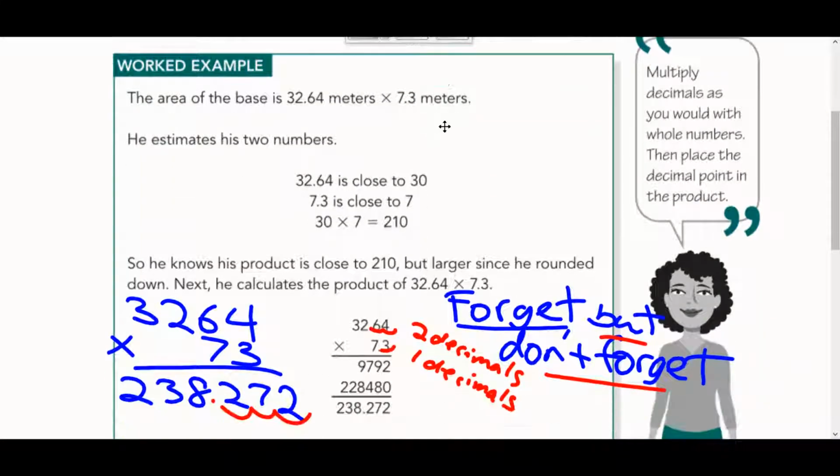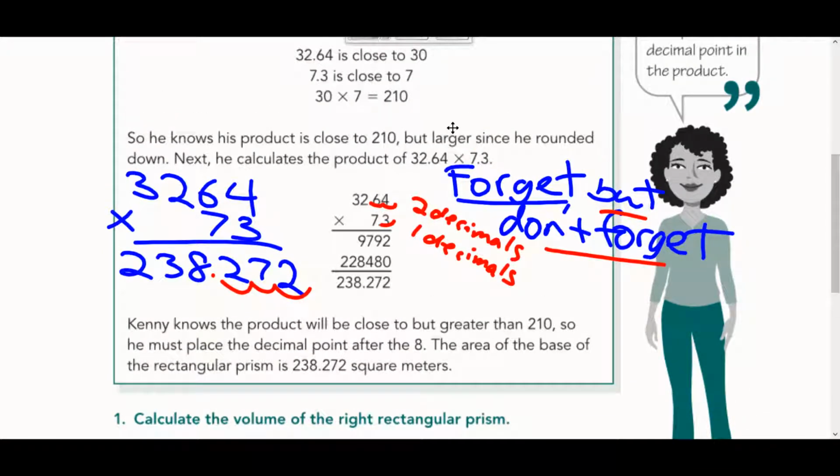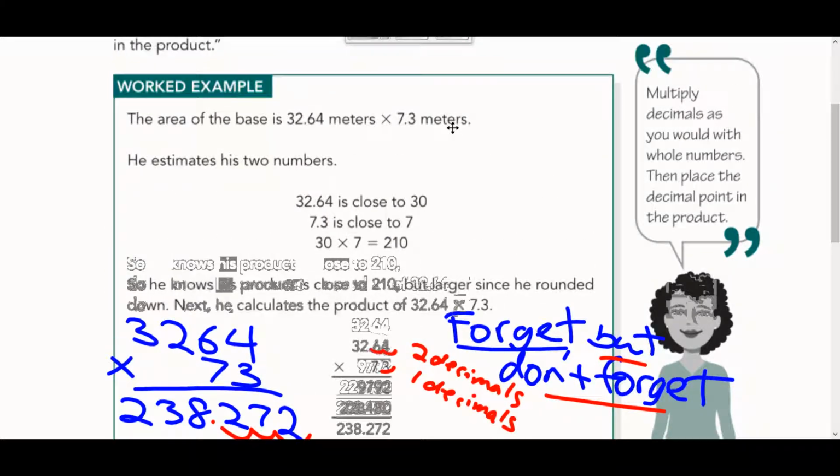Alright, welcome to this video on multiplying decimals and vocabulary. On page 123, we're looking at this worked example.